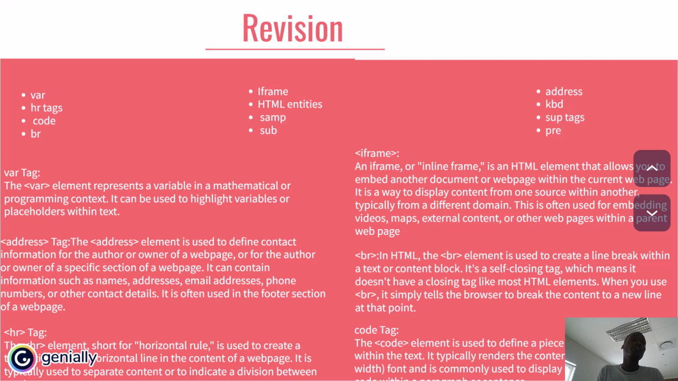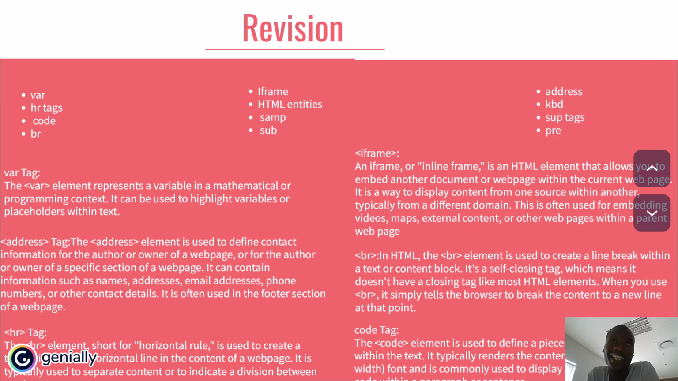So moving on, we got the HR tag. The HR element, short for horizontal rule, is used to create a horizontal line in the content of a web page. It is typically used to separate the content or to indicate division between the content. Yeah, it gives you the horizontal line. Even in the video that we were playing, they were using the HR. Let's talk about it.